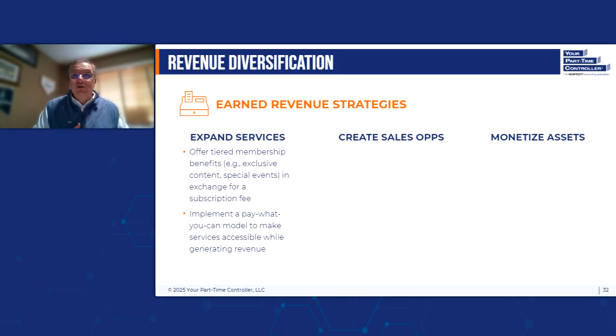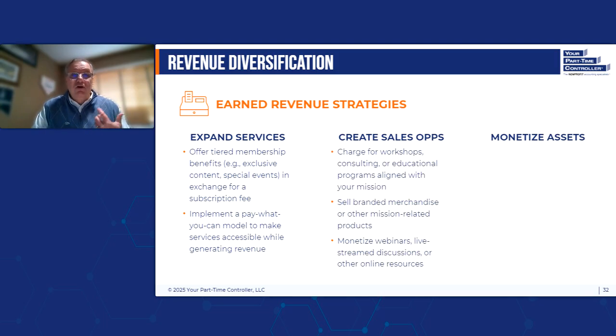Offer tiered membership benefits. Maybe you have a membership, and for that membership, the members get a certain amount of support or items. Well, create tiered memberships. So the higher the membership, the more services they get. Implement a pay what you can model so people can access generating revenue. On the sales side, charge for workshops or educational programs that are aligned to your mission. Utilize the experience and knowledge base you have about your mission to share that with other people and use that as a potential revenue source.